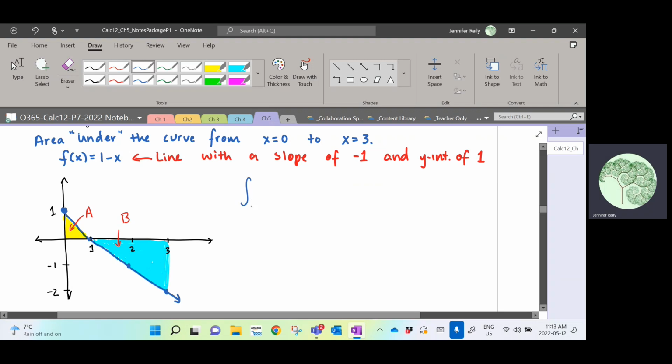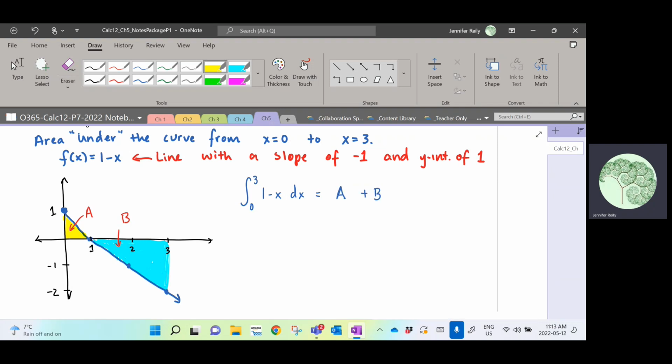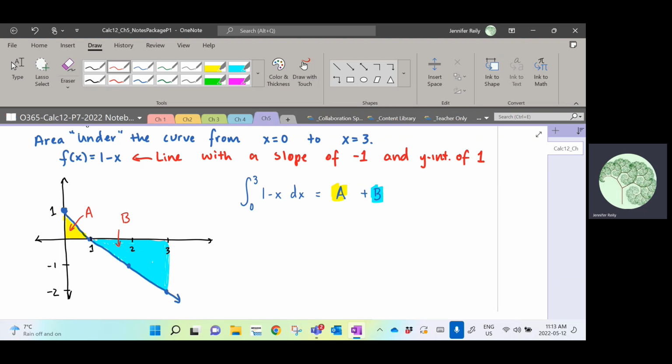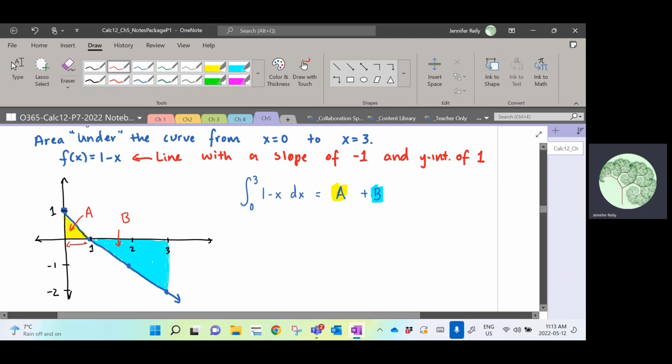So the integral from 0 to 3 of this function, 1 minus x, is going to be the area A plus the area B that we will add together. Okay, so A and B both happen to be triangles, so we can just use the formula for a triangle to get the area. If you recall, for a triangle, the area would be base times height divided by 2. So in this yellow triangle's case, that would be 1 times 1 divided by 2. And for the blue triangle, the base would be 2 and the height would be -2.